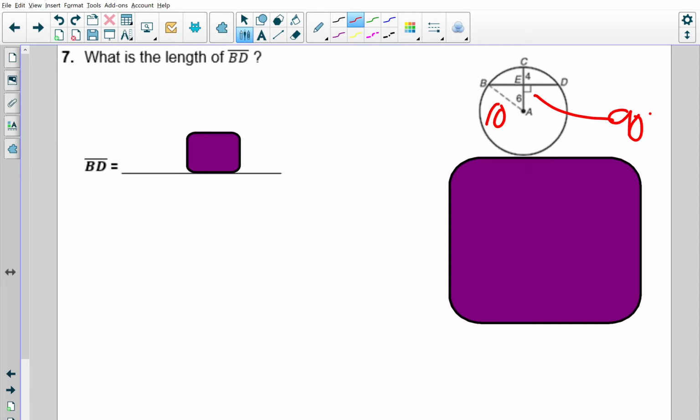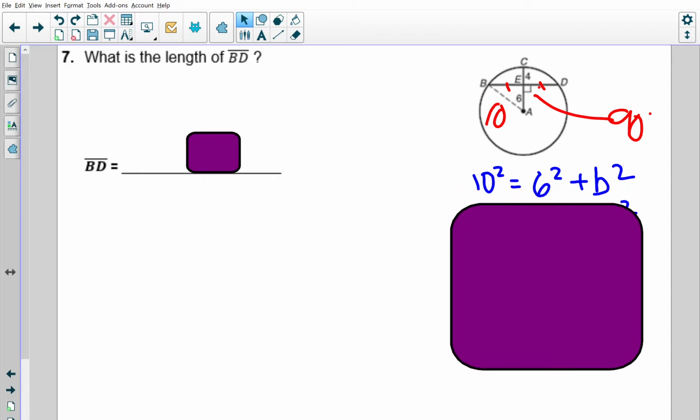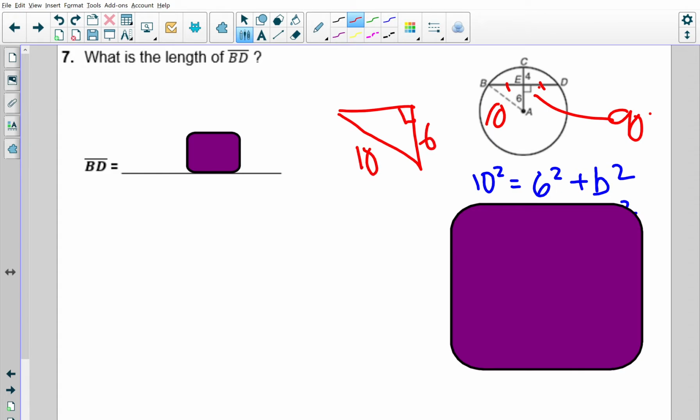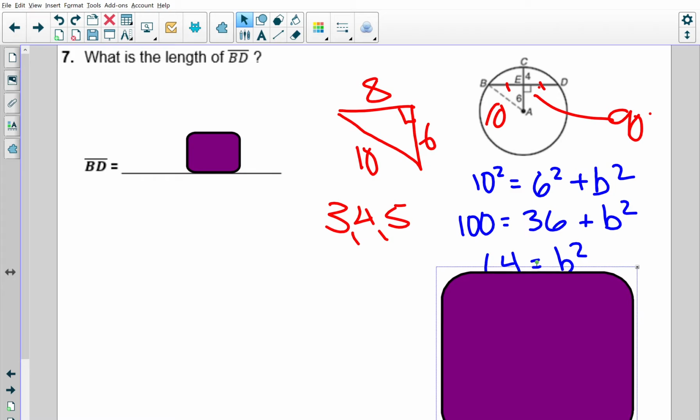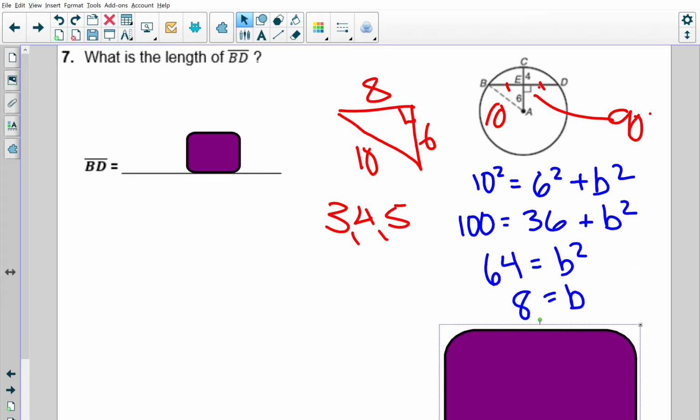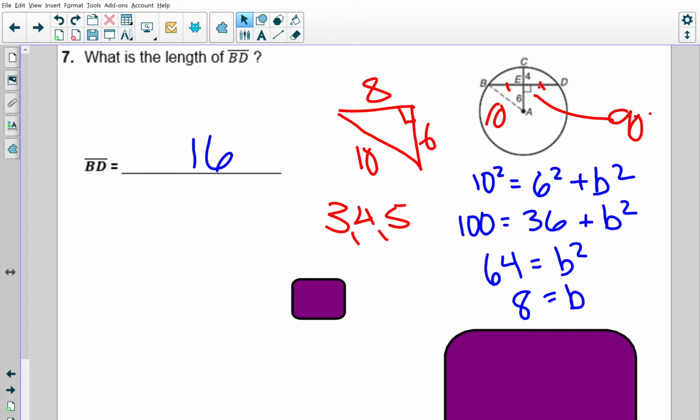Second thing I notice is that's a 90-degree angle. We had a theorem that said if a radius is perpendicular to a chord, it must bisect that chord. Therefore, I now have a 10-6 right triangle where the hypotenuse is 10. This is just a scaled up 3, 4, 5 triangle, meaning this has to be 8. If that's 8, the other side is 8. Or you use the Pythagorean theorem. Hopefully you recognize the 3, 4, 5 by now. But the problem asks for the length of BD, which is 2 times 8, and the answer should be 16.